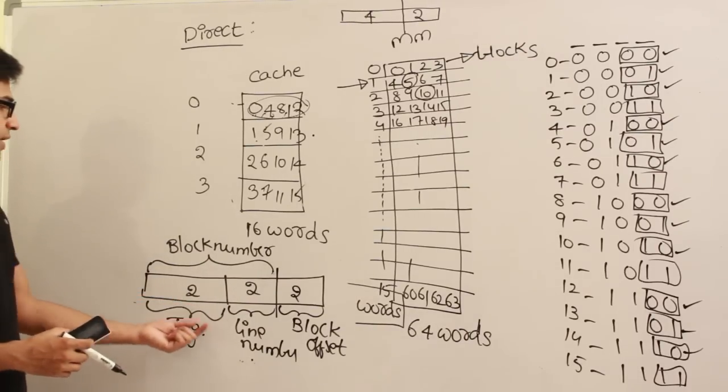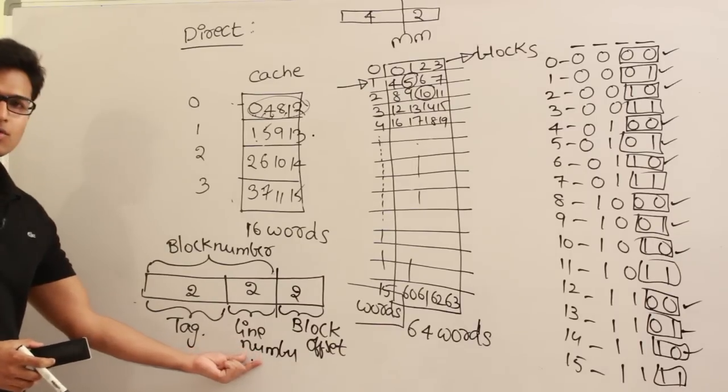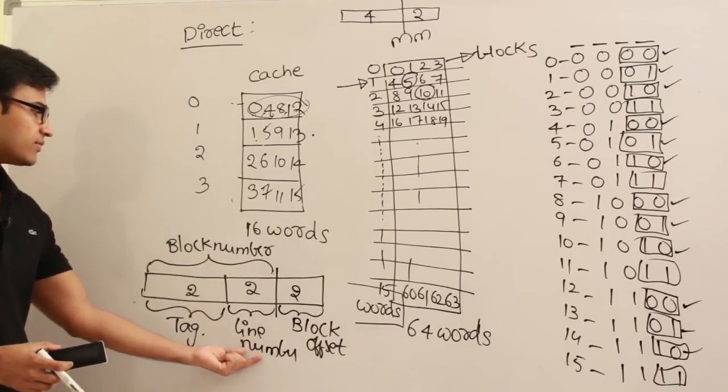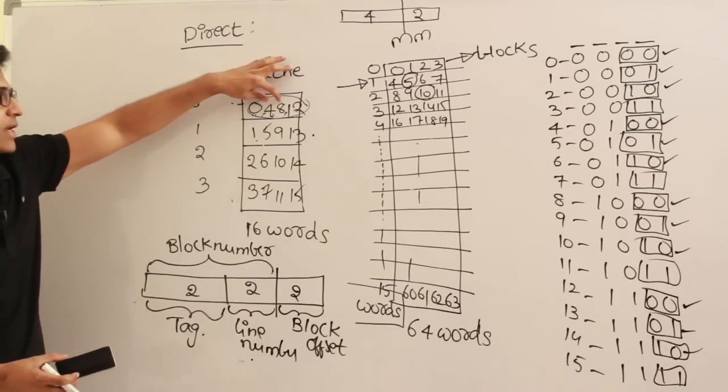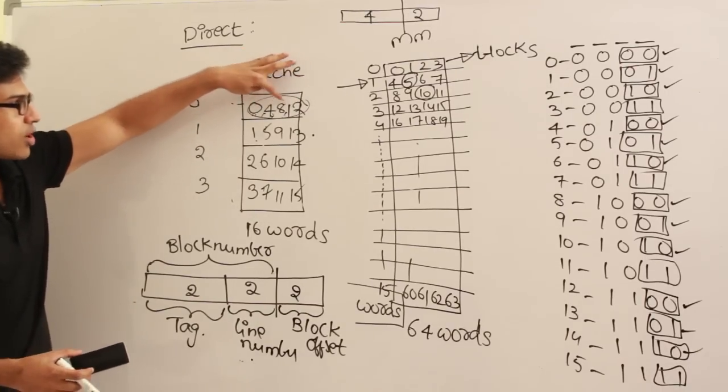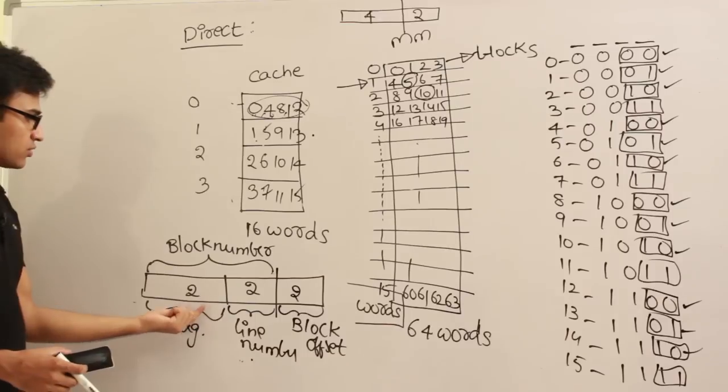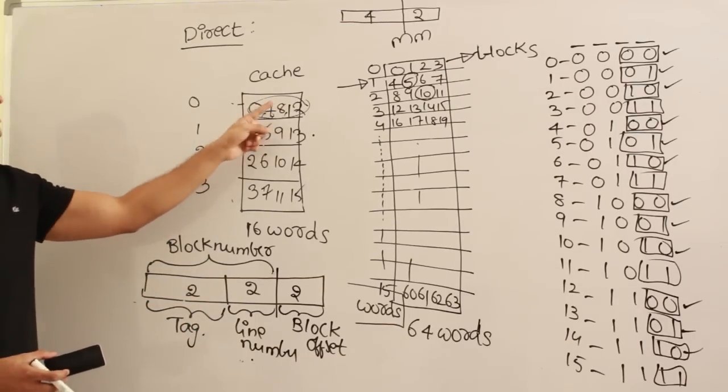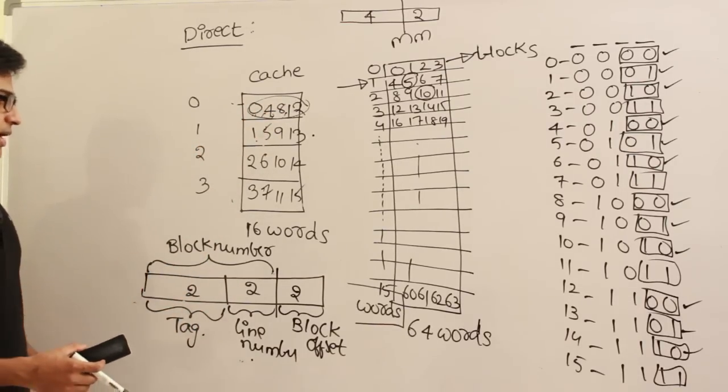See, every line is mapped onto 4 blocks. Therefore, if something is present inside a cache line, it could be any of these 4 combinations, isn't it? Now these 2 bits will identify which one of these 4 is present there. That is why we are going to have this.